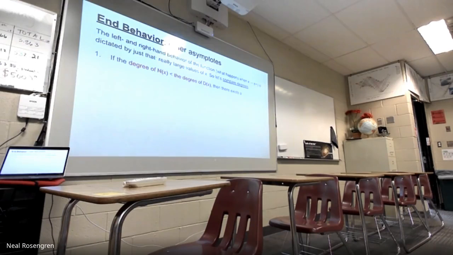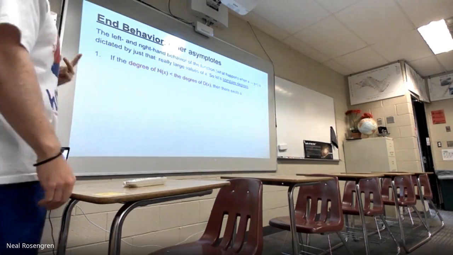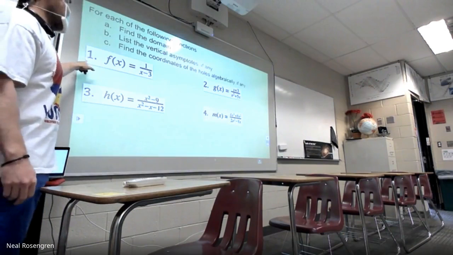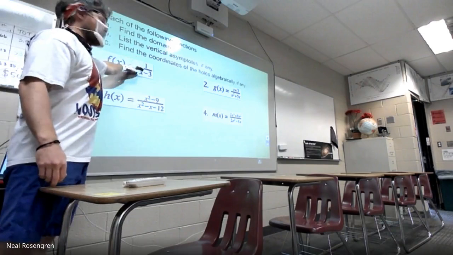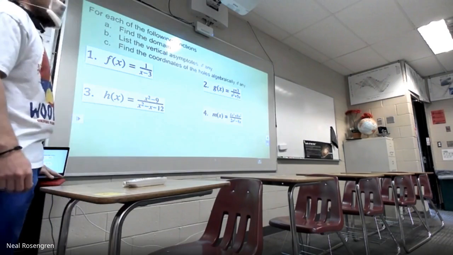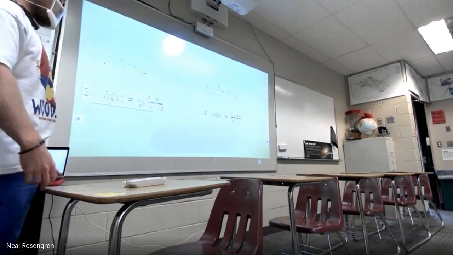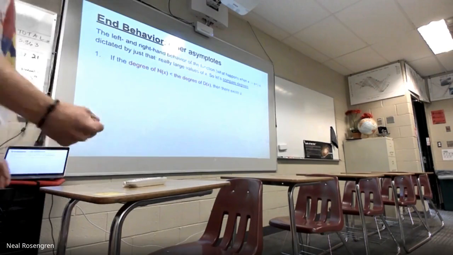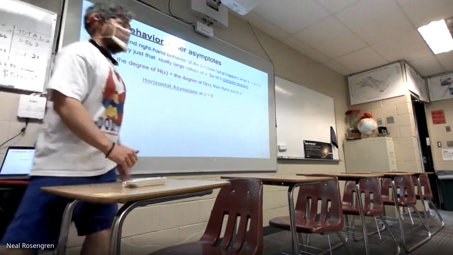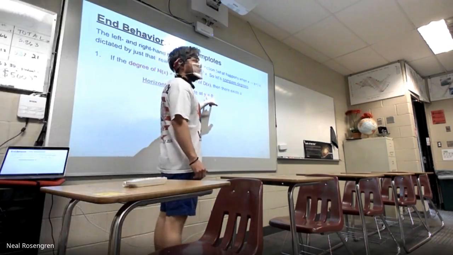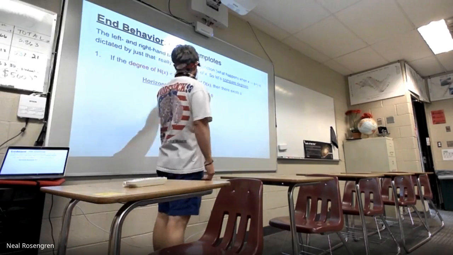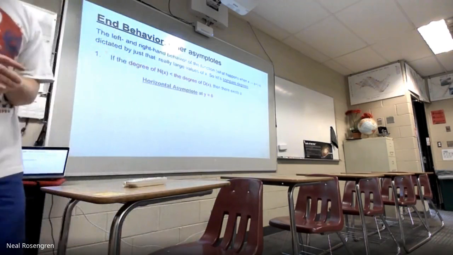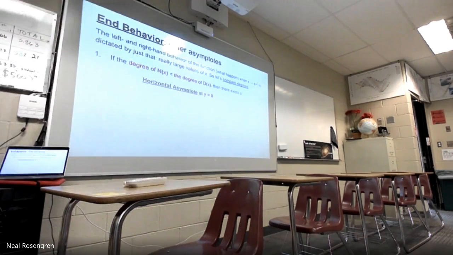Okay, and so there's really a couple possibilities, 3 of them. If your degree on top is smaller than your degree on bottom, like number 1, right? Degree 0 over degree 1. Your denominator is going to grow really, really fast. And if your denominator is getting really big, that means your fraction is getting really small, and we are going to head towards 0. Okay, so if your degree on top is smaller than degree on bottom, nothing else matters in terms of end behavior.